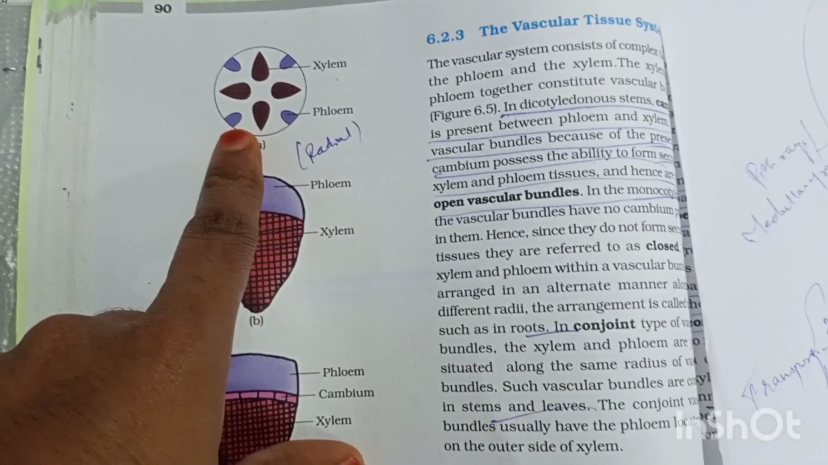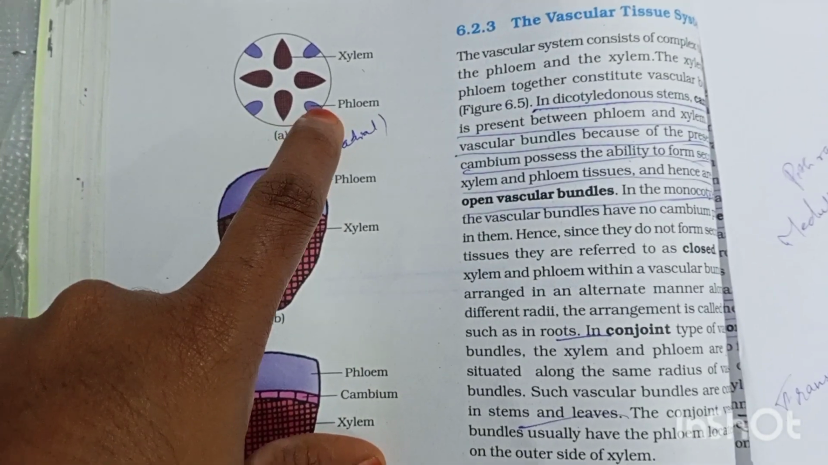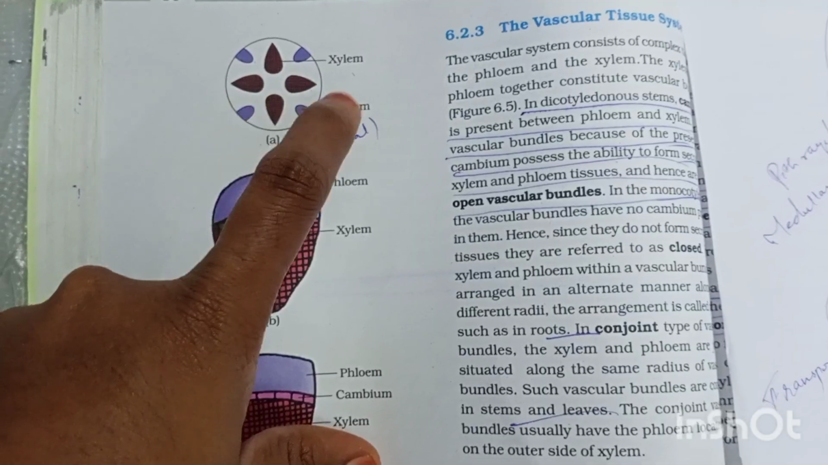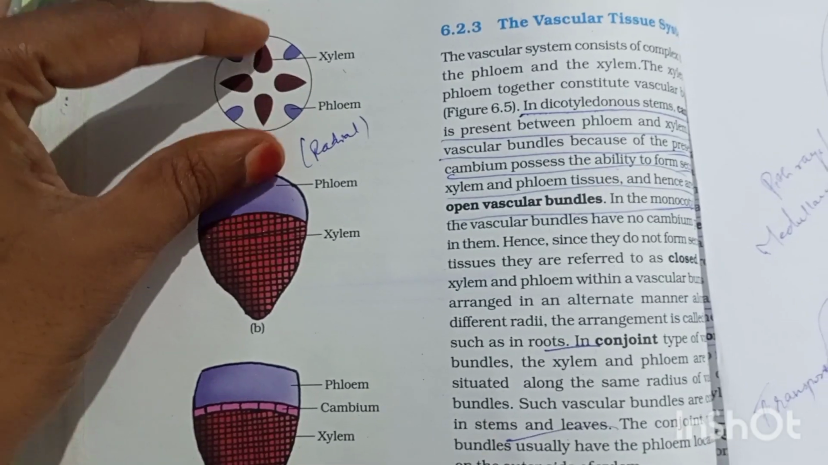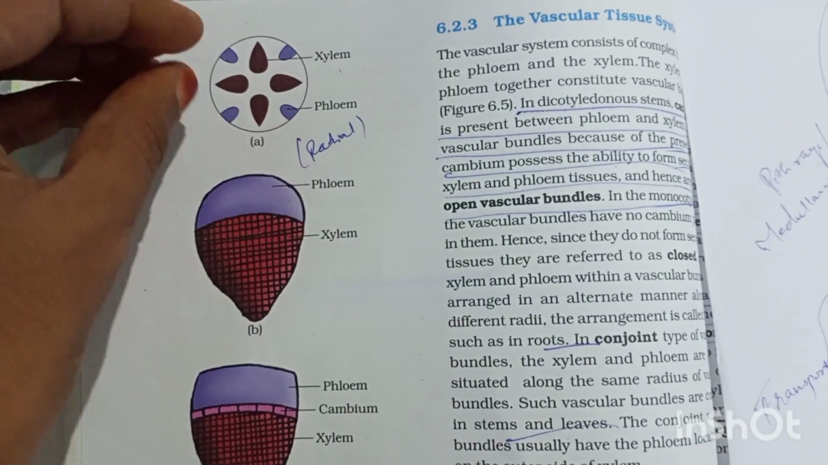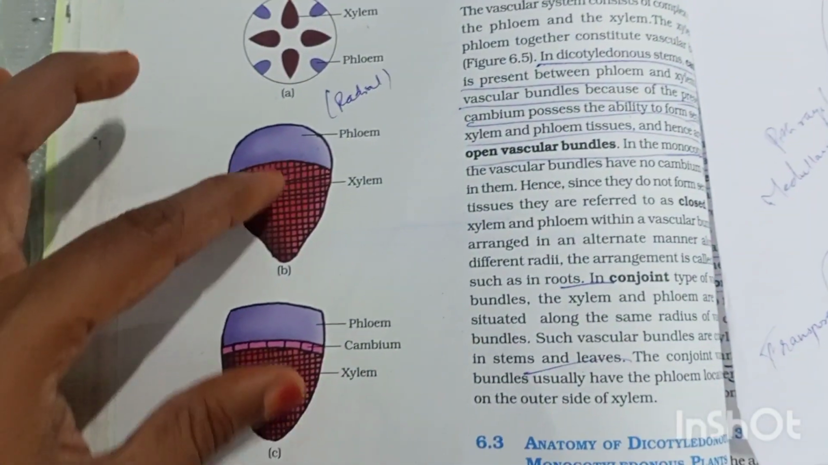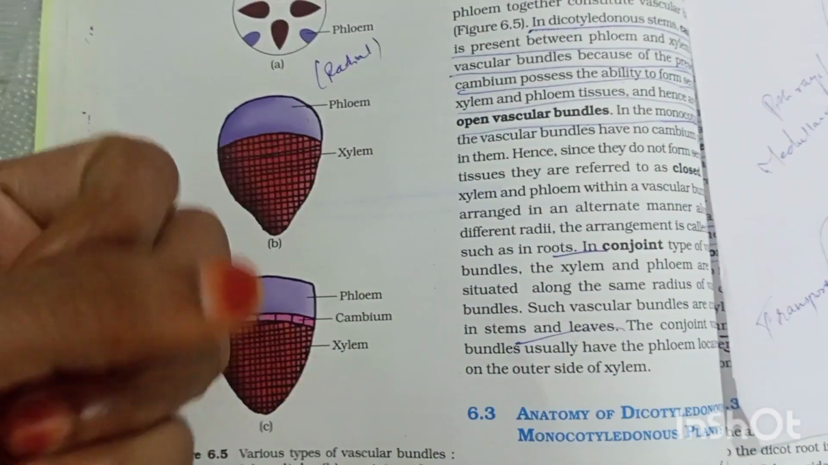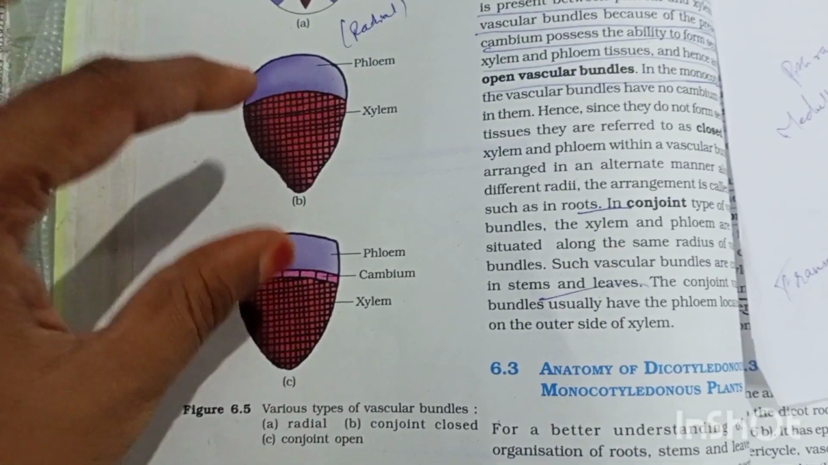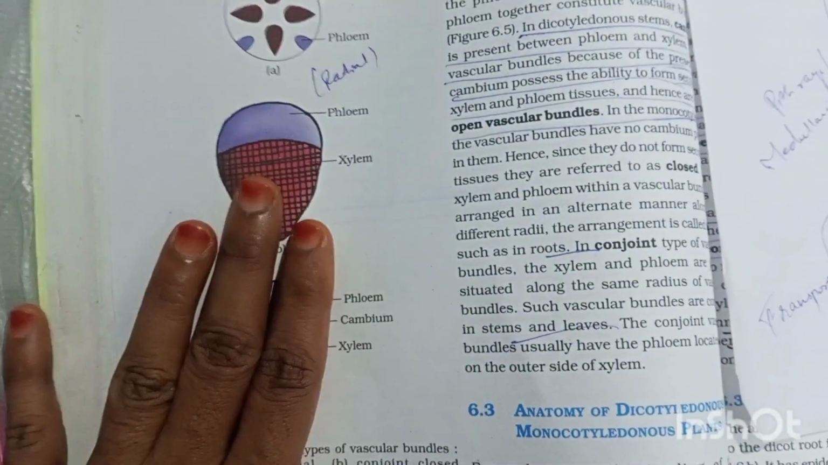In this case, you can see phloem and xylem are separated and arranged in some pattern. This kind of arrangement is known as a radial vascular bundle. So when xylem and phloem are arranged separately in a pattern, that is known as a radial vascular bundle. When xylem and phloem occur together in a bundle, that is known as conjoint. Conjoint means something together, right? So here phloem and xylem occur together, and that is known as a conjoint vascular bundle.